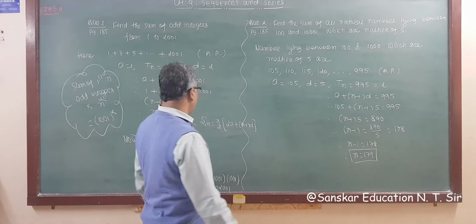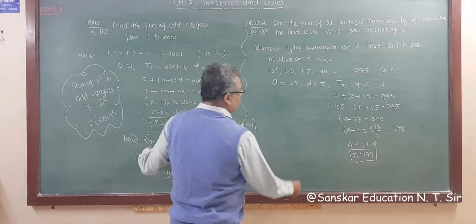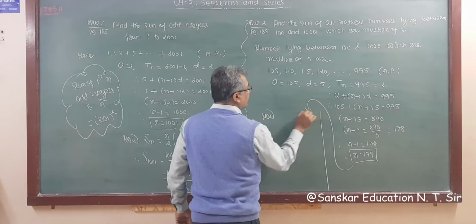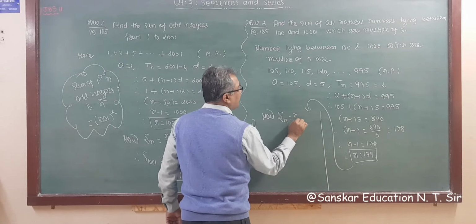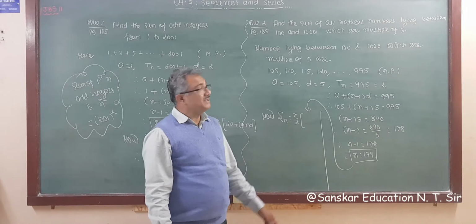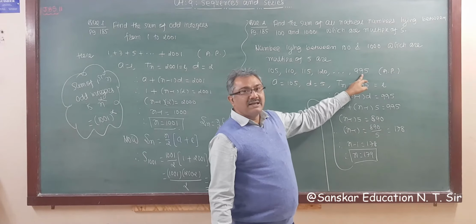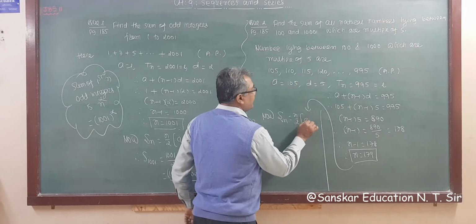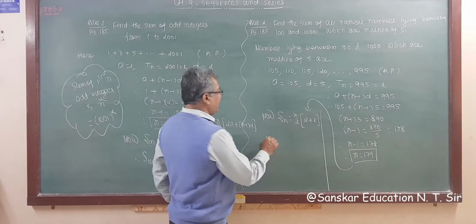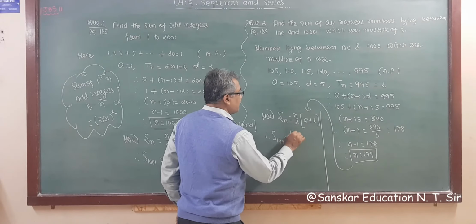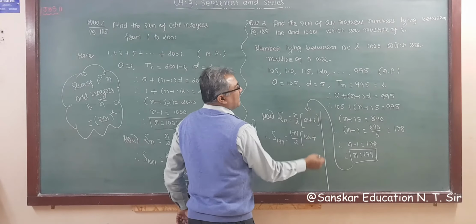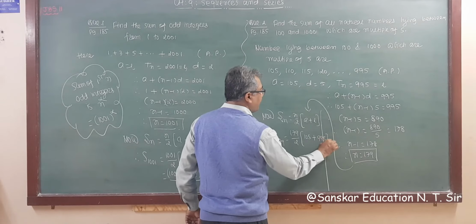Now the sum. Same formula: Sn is equal to n by 2 times (A plus L). We know the first term is 105 and the last term is 995, that is L. Now Sn, n is 179, so S179 is equal to 179 by 2 times (A is 105 plus the last term 995).